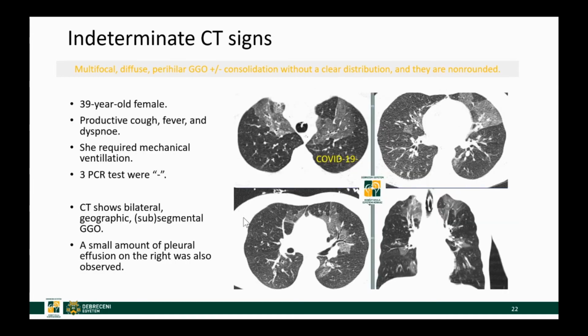And here's a case from our hospital. She was the first patient who was suspected of having COVID-19 pneumonia. She is a 39-year-old female who presented to us with cough, fever, and dyspnea, and eventually required mechanical ventilation. You can see that the CT shows bilateral geographic subsegmental GGOs, which in one slice is perihilar, in other slices it's more peripheral, so it doesn't follow the typical COVID-19 pattern. There was also a small amount of pleural effusion on the right, but this patient had 3 negative PCR tests, so this was a definite non-COVID-19 pneumonia case.